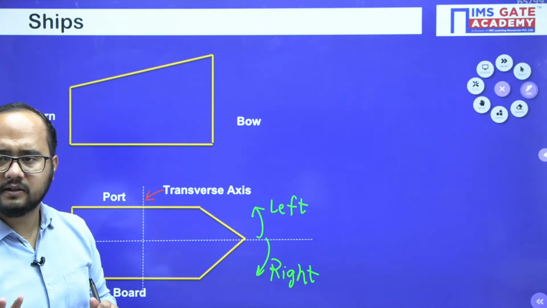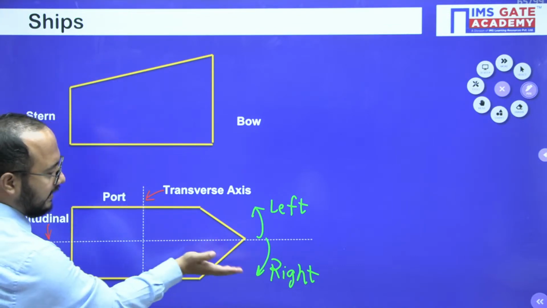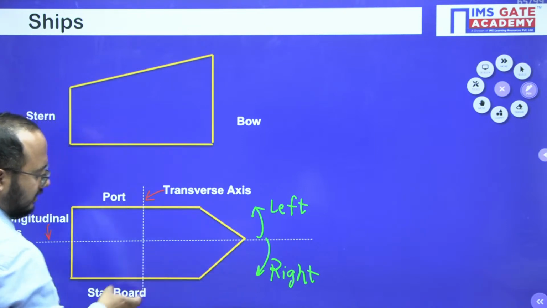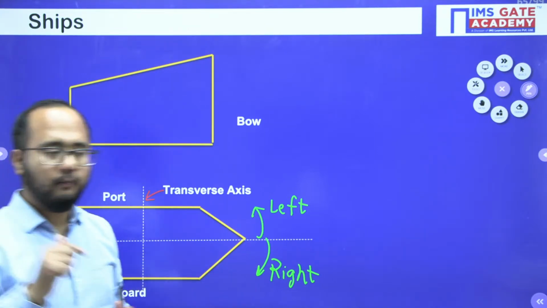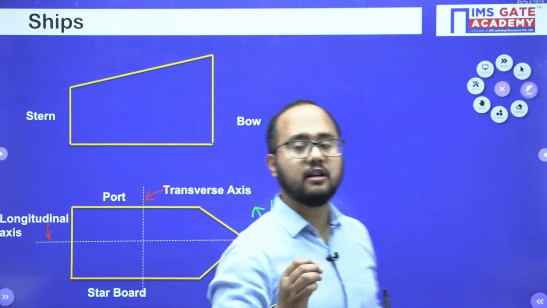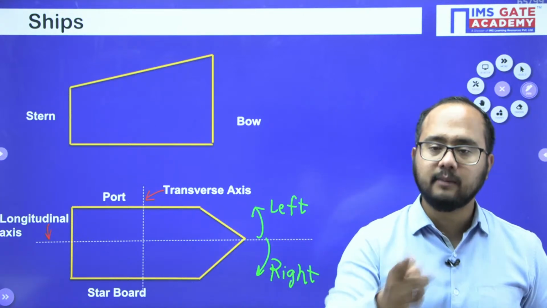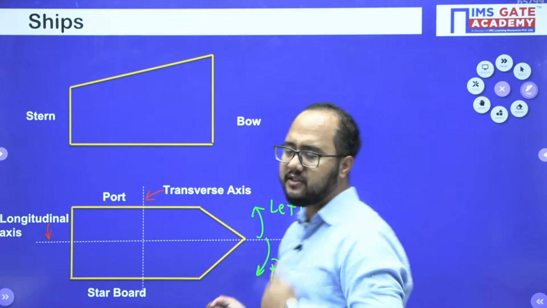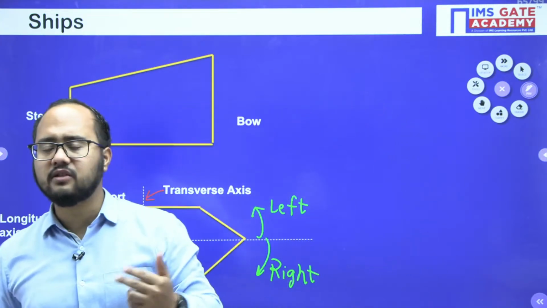Obviously, is this point clear? So if I take the left turn, it will be towards port. If it is taking towards the right side, it is the starboard. Now, three cases will be there in the case of ships. Case number one is what? Pitching case, steering case, third case rolling.